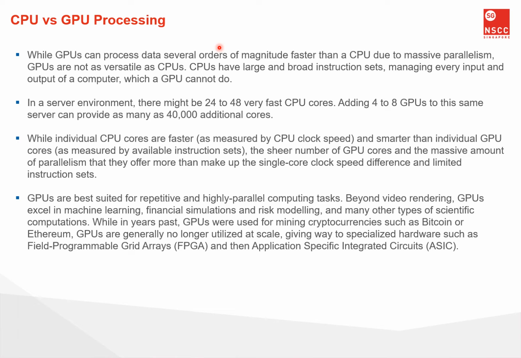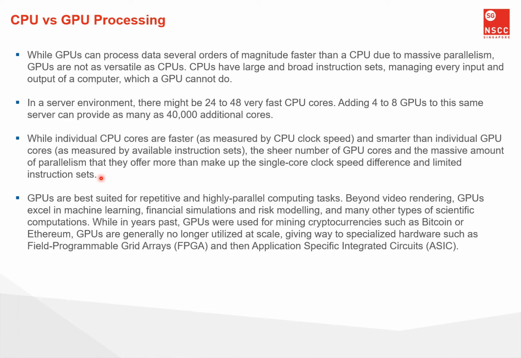While an individual CPU core is faster as measured by the CPU clock speed, and smarter as measured by the number of instructions than the individual GPU cores, the CPU generally is faster and also has a much bigger instruction set as compared with the GPU core, which is slower and also has a more limited type of instructions or computations that you can do. The sheer number of GPU cores and the massive amount of parallelism that they offer more than makes up for this lower clock speed, as well as the more limited instruction set.